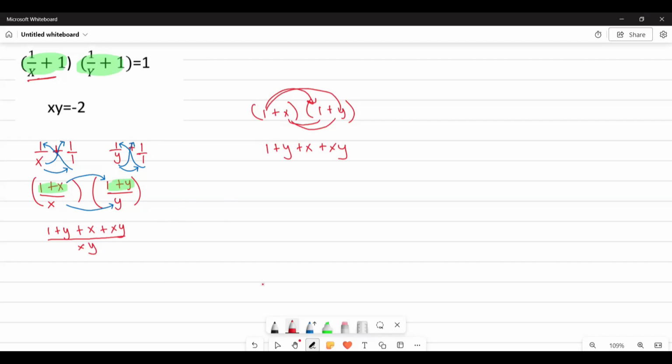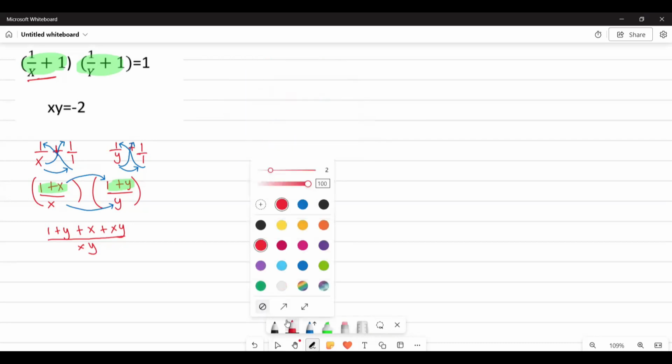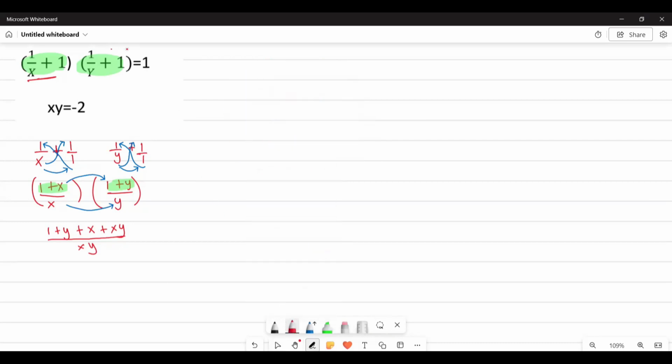Let me take this off the screen. All right, good. So what I have done is I took this and reshaped it, and it's equal to this, and this is equal to 1. But remember that in this instance, I'm learning that xy is equal to negative 2. Because xy is equal to negative 2, I am now able to substitute negative 2 right here and see what we could make from it. So let's keep working.